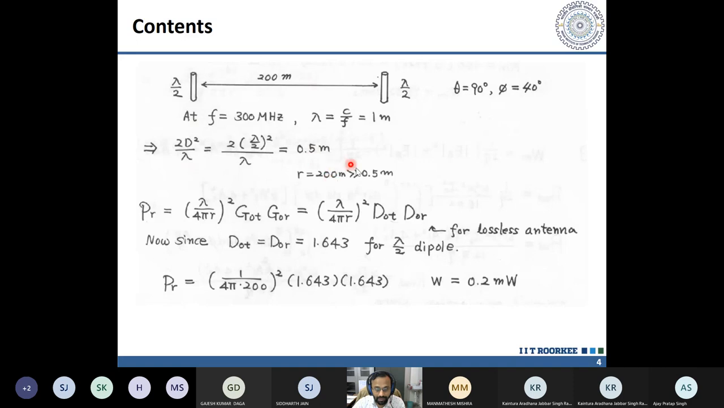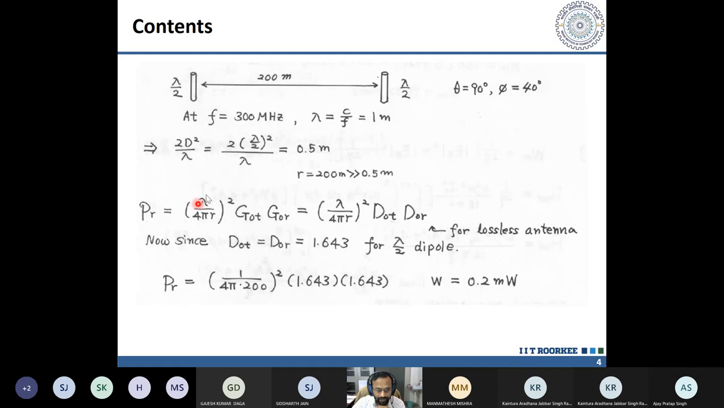So 200 meters is much, much larger than the thumb rule for the boundary of the far field, which is 2d square by lambda. So we are in the far field region, so that's not a problem. We can use the expressions which we evaluated for the half wavelength dipole in the far field region. The next step is to use the Friis transmission equation, which relates gain, lambda and the distance. P received by P transmit should be the ratio.